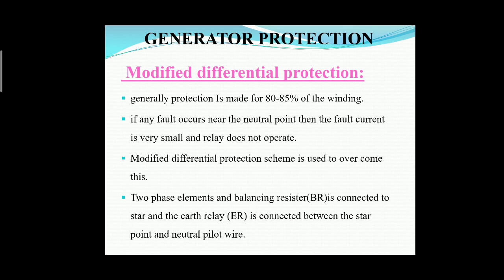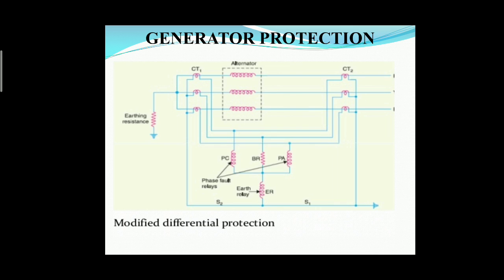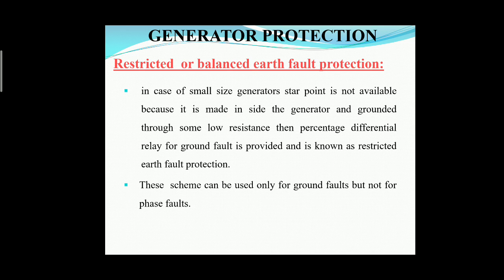Okay, this is the modified differential protection, and this is the circuit diagram for it. In this, the extra term is the BR, which will be added to the earth fault protection. Next, the last one is the restricted or balanced earth fault protection.